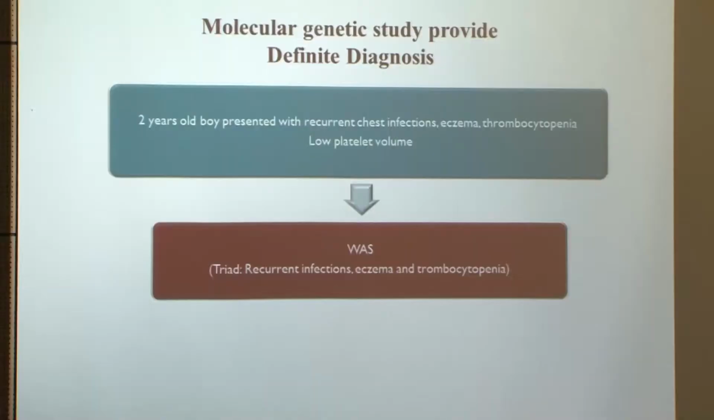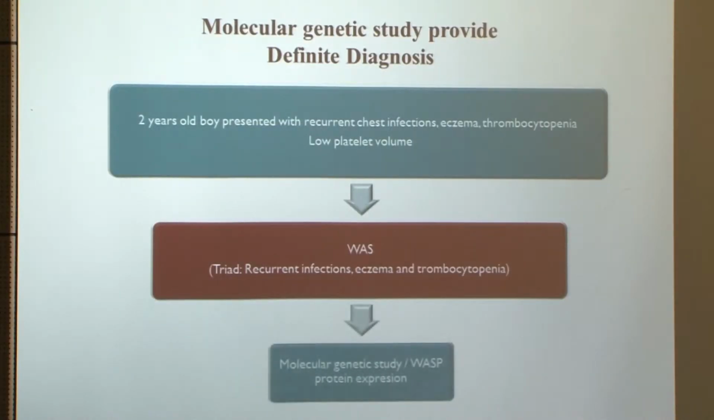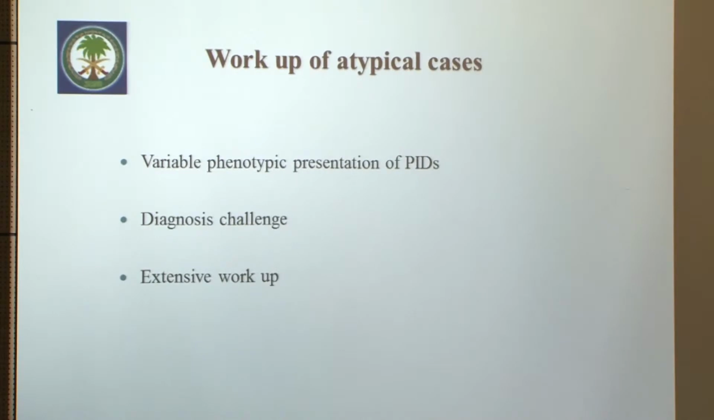So, for example, there are a few cases. A 2-year-old presented with recurrent chest infection, eczema, thrombocytopenia, and low platelet volume. Of course, targeted gene study. Clinically, this goes clearly with Wiskott-Aldrich syndrome, and molecular genetics confirmed the diagnosis. So that's a straightforward example.